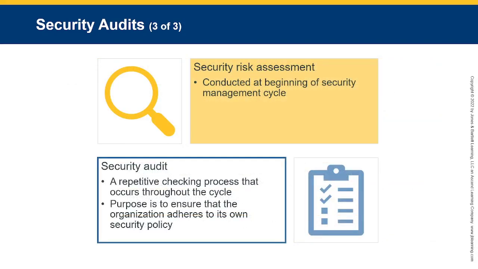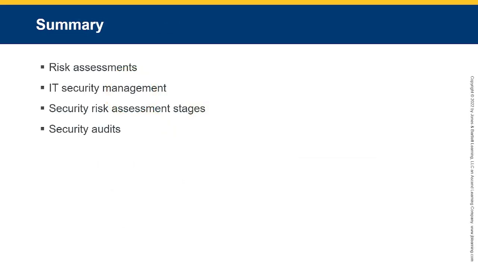A security risk assessment is conducted at the beginning of a security management cycle. It's a repetitive checking process that occurs throughout the cycle. The purpose is to ensure that the organization adheres to its own security policy. In this chapter, we looked at risk assessments, IT security management, security risk management stages, and security audits.